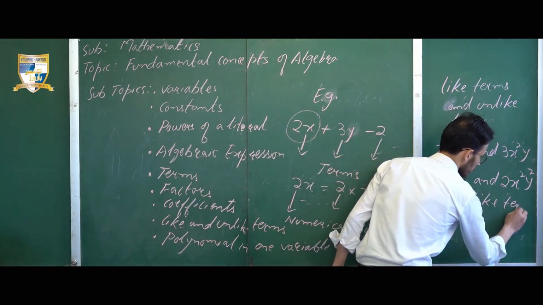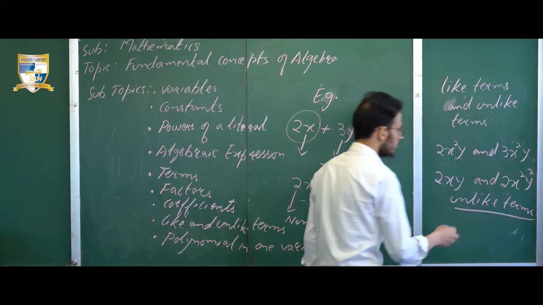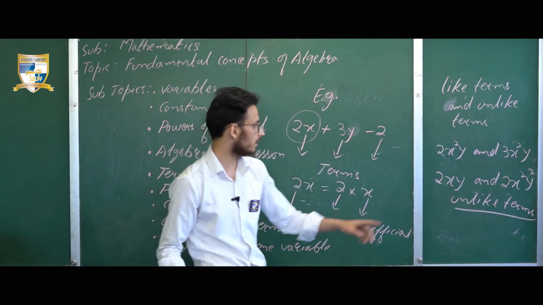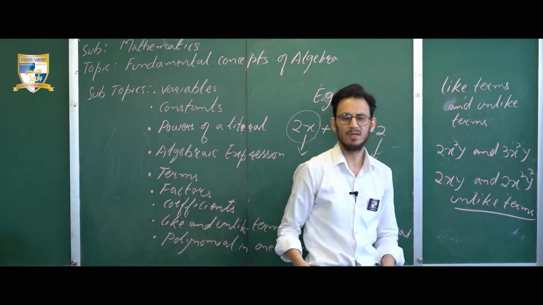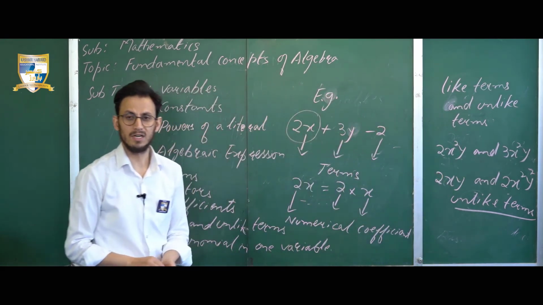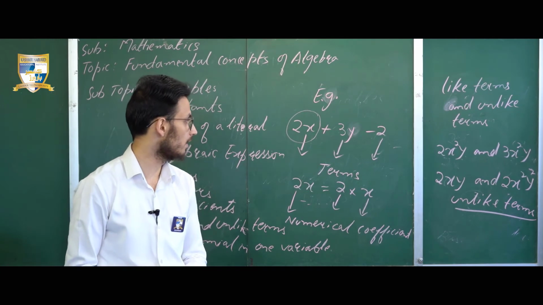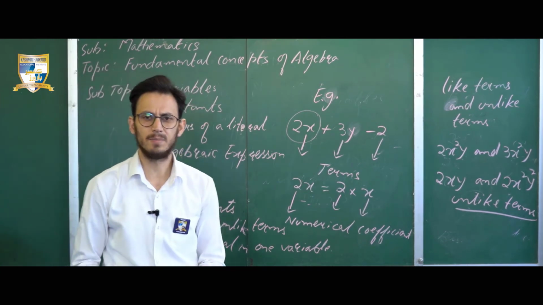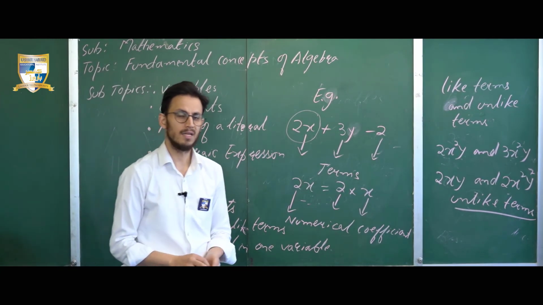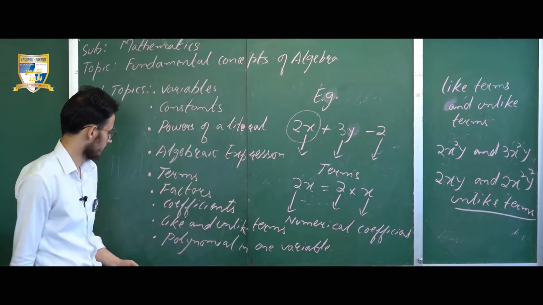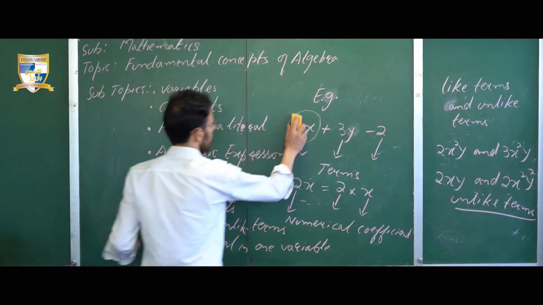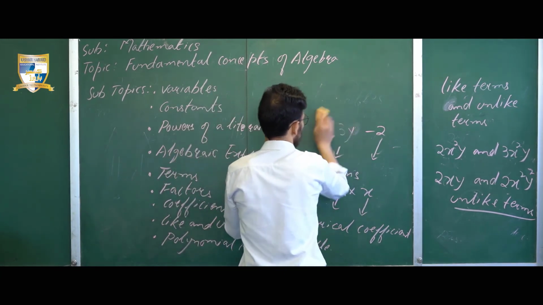So when we need to check whether the term is a like or unlike term, we have to check the variables. They should be same, as well as their power should be same. So when the terms are having their variables same as well as their powers are same, so we consider them, they are called the like terms. Move on to the next.